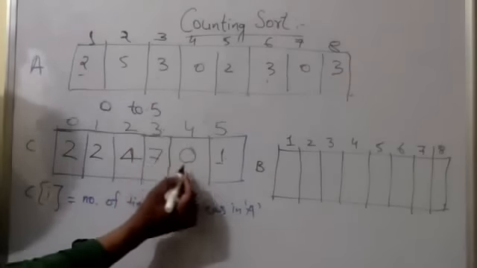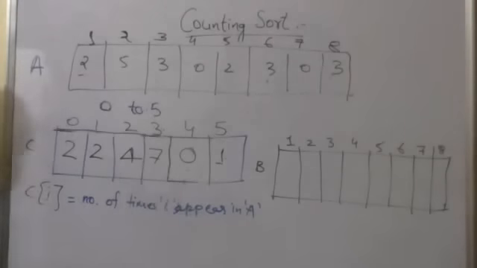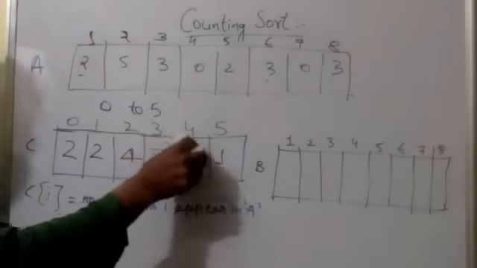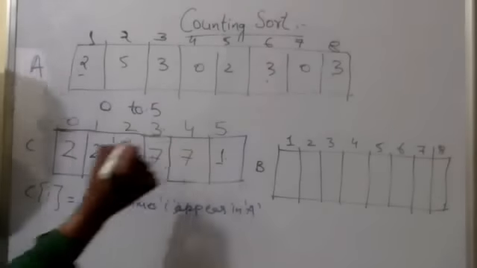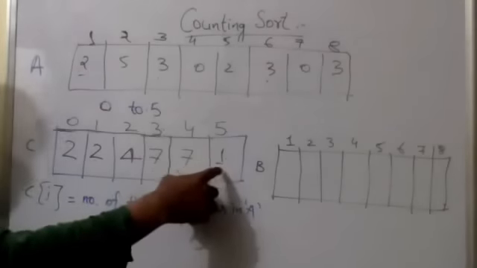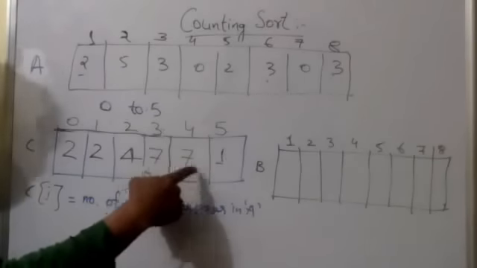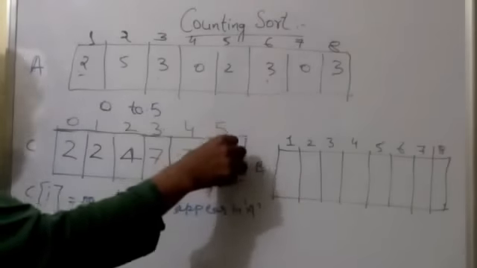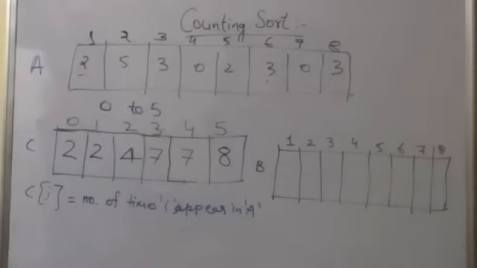Now the next element is 0. To this element we will add the value of its previous element, that is 7. So when we add 0 to 7, it will become 7. Now we will move to the next element, it is 1. Now we will add the value of its previous element, that is 7, to 1. So when we add 7 to 1, it will become 8. Right? Now we have got this array C.